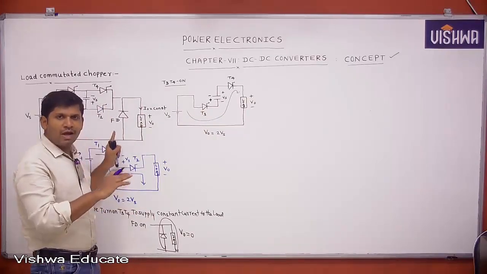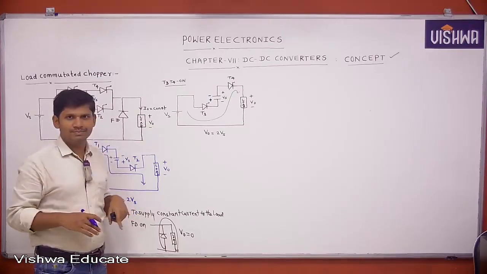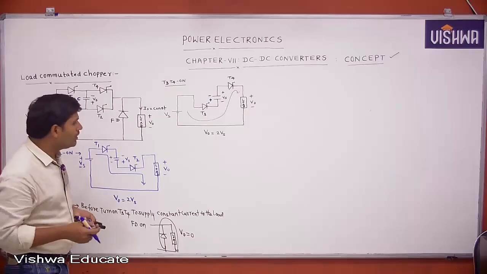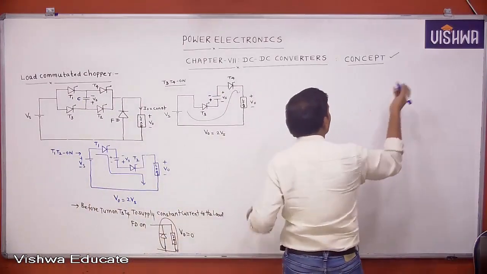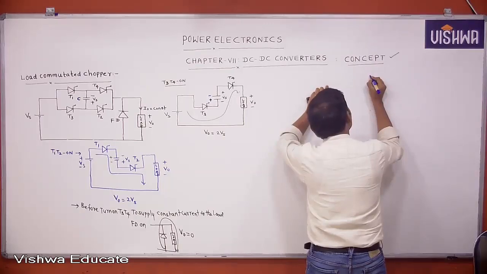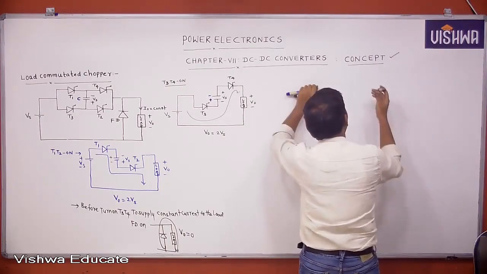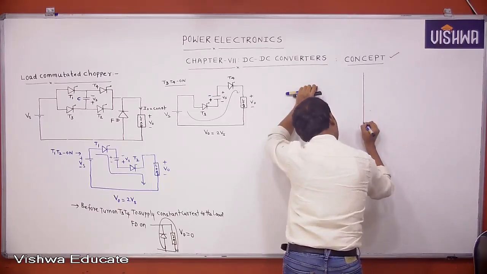Like this, automatically thyristors will be commutated because of the capacitor. Then this chopper is nothing but a load commutated chopper. Based on this, I am drawing the output voltage waveform, the V0 waveform, so that you will see how we can expect the waveforms.